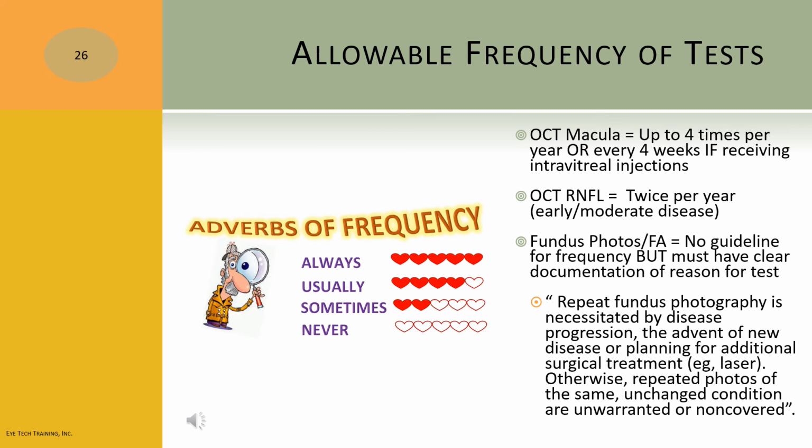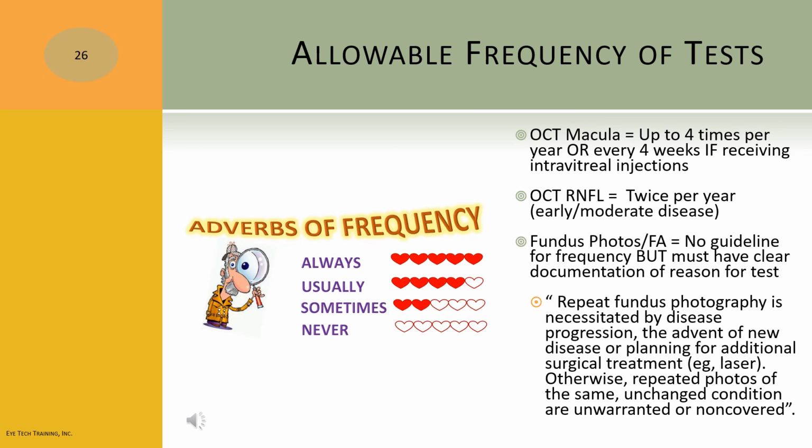Insurance companies also dictate what the appropriate frequency of tests is. For the OCT macula, patients can receive an OCT macula up to 4 times per year, or every 4 weeks if they are receiving intravitreal injections. This means if you're billing an OCT macula at a greater frequency than 4 times per year, you should not be coding for it more than 4 times per year. The exception is a patient receiving injections for either macular degeneration, diabetic macular edema, or vein occlusions. Any type of intravitreal injection patient can have an OCT every 4 weeks to assess the response to the treatment.